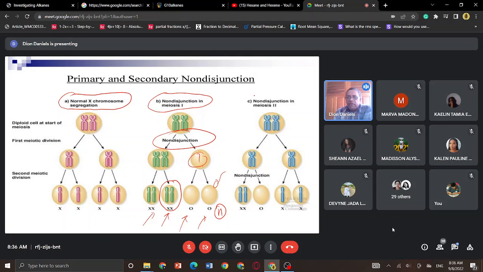And so here you have non-disjunction taking place in meiosis 2. So the first meiotic division went just fine, but right here, in meiosis 2, failure of sister chromatids to separate. And so you still end up with aneuploids. So these would be aneuploids, cells with an imbalance number of chromosomes, and that can lead to a lot of genetic disorders. So is that understood? Non-disjunction taking place in the first meiotic division would be primary non-disjunction, and in the second meiotic division, secondary non-disjunction. Is that clear?